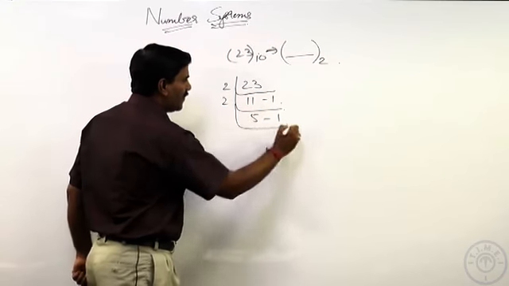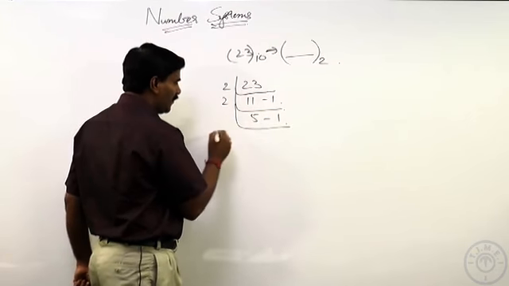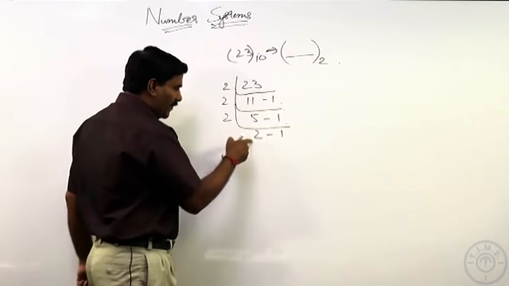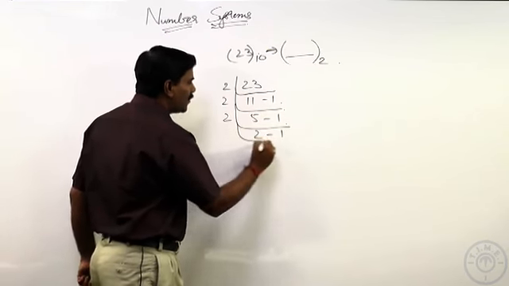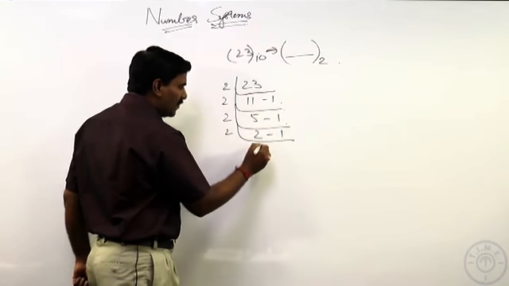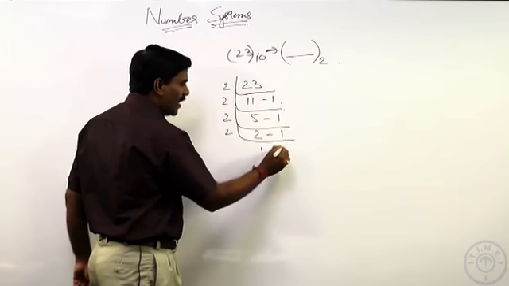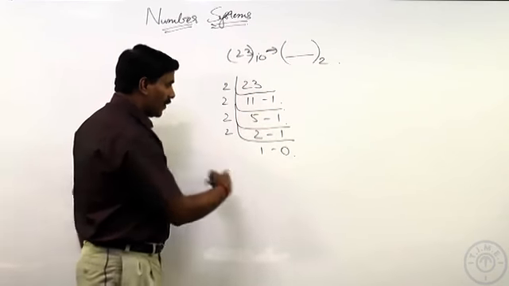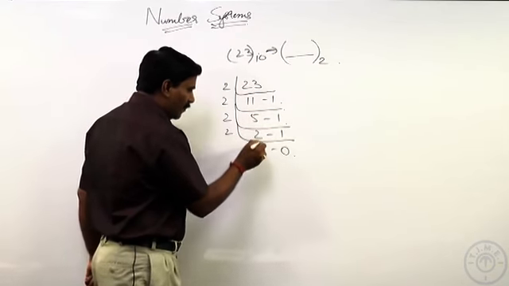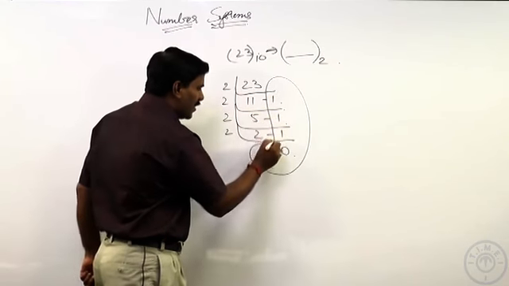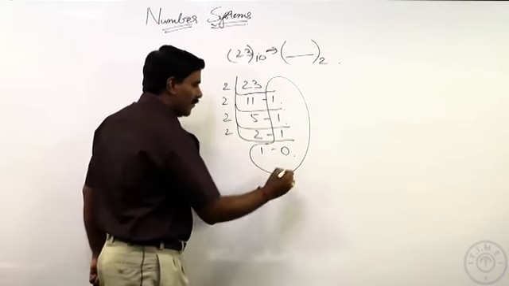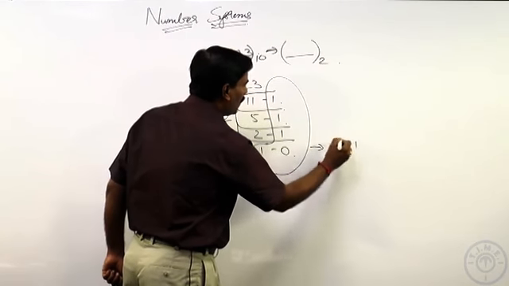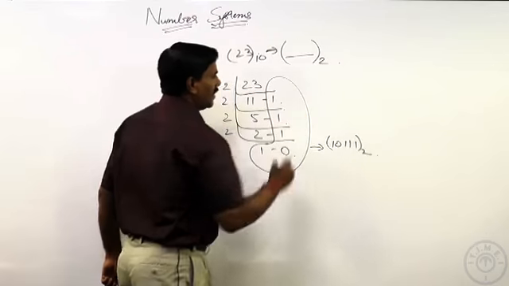Dividing 5 by 2 further, it goes 2 times and there is again a remainder of 1. Finally, dividing 2 by 2, it goes 1 time and there is no remainder. Write that remainder separately in this way. To write the binary number from this, we have to follow the reverse order. So the number is 10111 base 2.